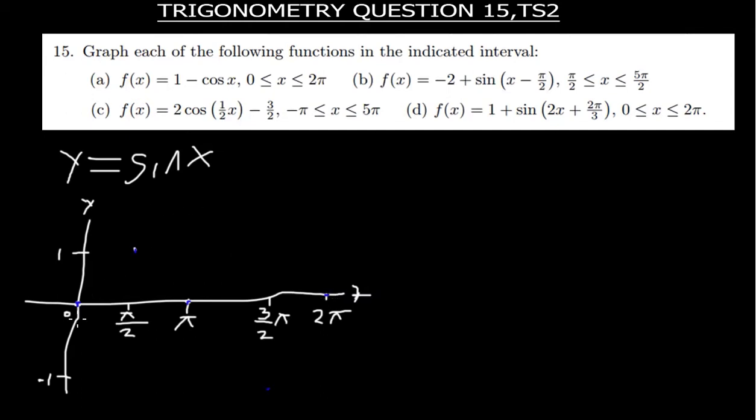So in short, a sine graph always comes out like this. So this is how it comes out. And this is y is equal to sine x.